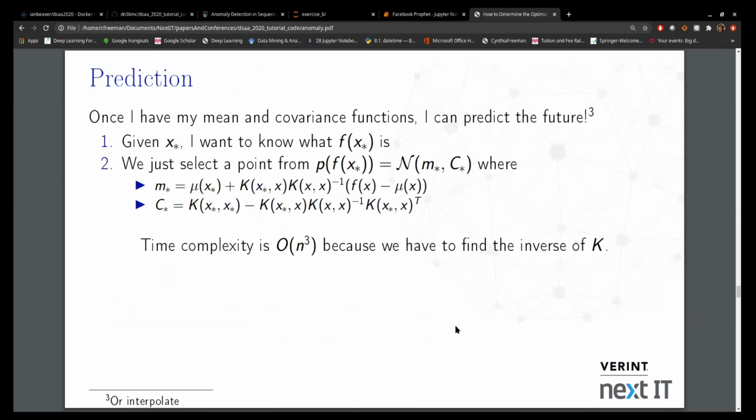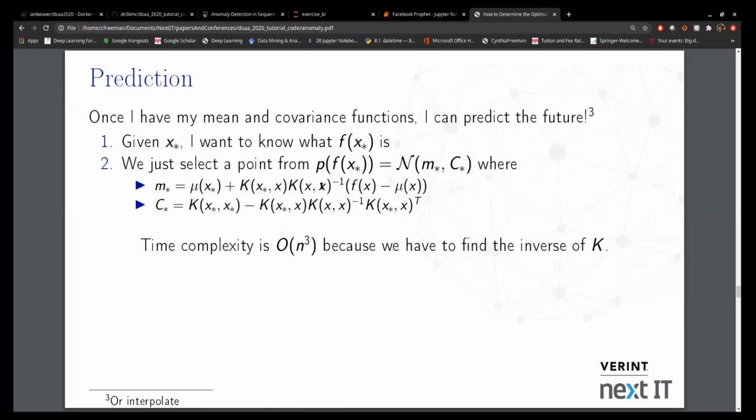So once you know what mean and covariance functions to use, you can then take a new input, say x star, and estimate the corresponding output f of x star by choosing f of x star from the normal distribution with this updated mean and covariance. And everything seems hunky-dory, but actually finding the mean and covariance functions is not as easy as one might think, because as you can see, you actually have to find the inverse of the covariance matrix K here, right, in the middle of these equations.